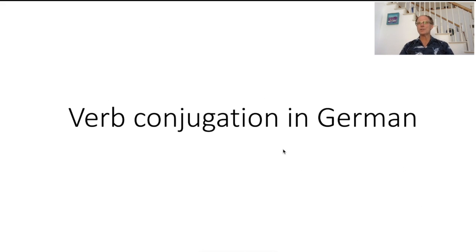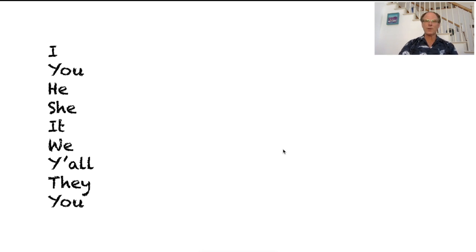Today I am going to show you how to conjugate a verb in German. Now, to start with, we have the subjects, and by the way, conjugation just means that you make the subject fit with the verb. Now, we have these subjects in German: I, you, he, she, it, we, y'all, they, and you.